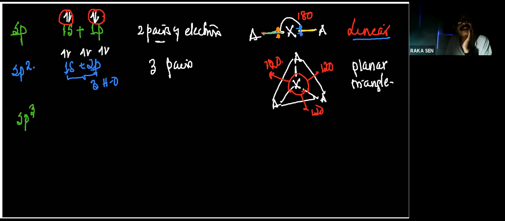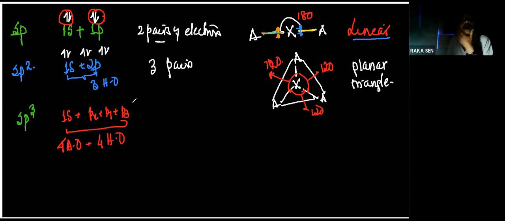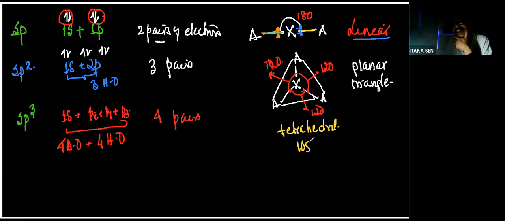If you have sp3, that means you are mixing 1s plus 3p's, px plus py plus pz. That means 4 atomic orbitals will give you 4 hybrid orbitals. How many pairs of electrons? 1, 2, 3, 4. 4 pairs. What will be the geometry? I'm not drawing this. I have discussed this with methane. Tetrahedral. The angle is 109 degrees 28 minutes. The geometry is tetrahedral.